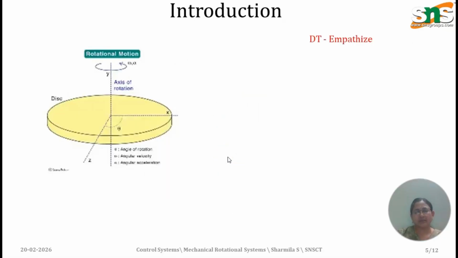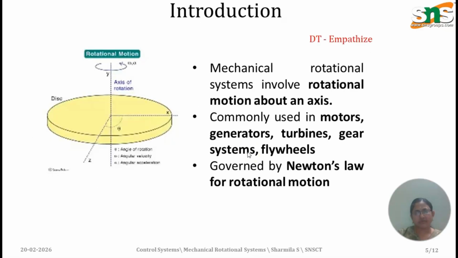Introduction to mechanical rotational systems. Mechanical rotational systems involve rotational motion about an axis. So this is the rotational motion. This represents the action of rotation, and this is the angle of rotation in a disk. They are commonly used in motors, generators, turbines, gear systems and flywheels. The mechanical rotational system is governed by Newton's law for rotational motion.